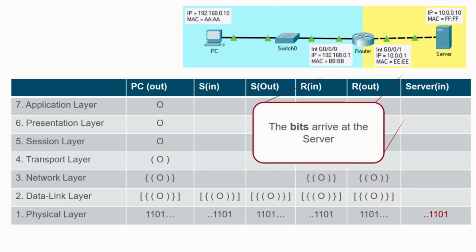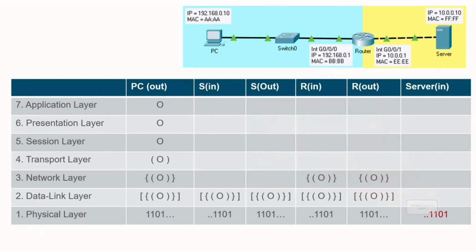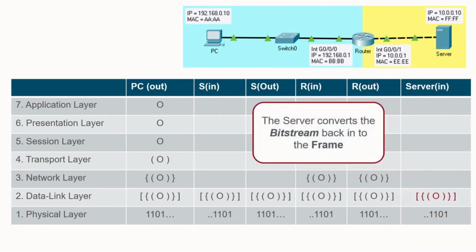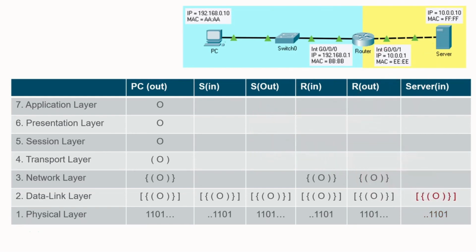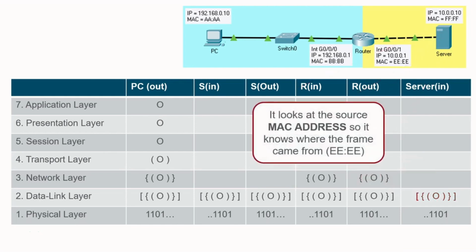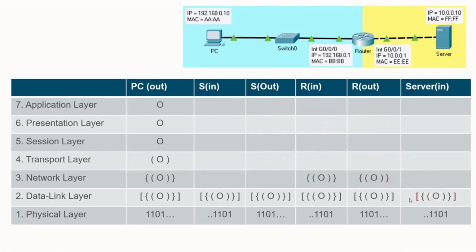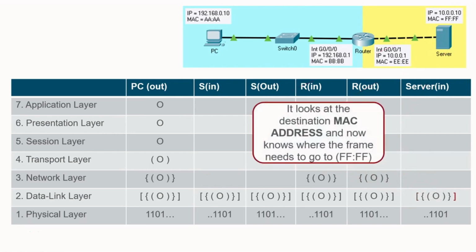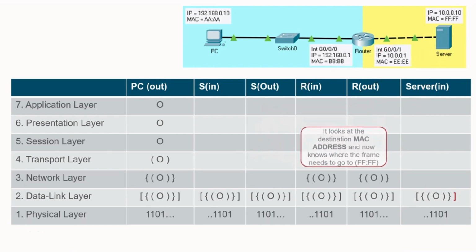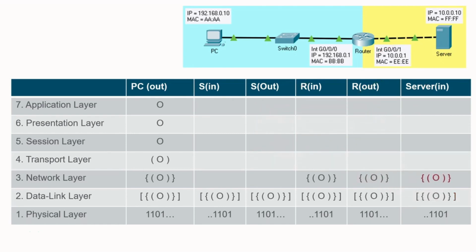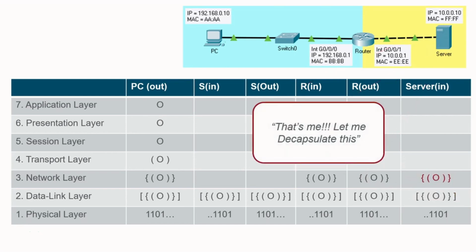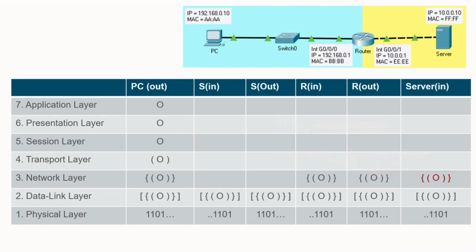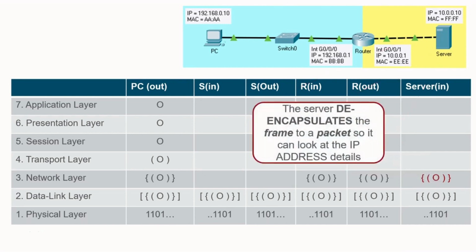First thing it's going to do, convert it back into a frame so that it can have a look at the information. It's going to want to read the source and destination MAC address. So, converts it back, starts looking at the information. We see that the source came from EE, the local router's interface. Fantastic. We can see that the destination was bound for FF. Hang on a second. That's its MAC address. So maybe we should de-encapsulate. Yeah, that's me. Let's de-encapsulate this. So now we can read the information held within the packet. So we de-encapsulate it, the frame becomes a packet, and we look at the IP address.